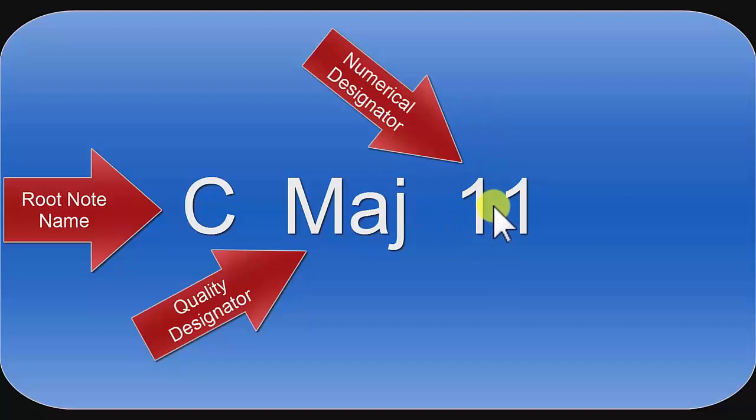But what this is telling you now is that this is a C major with a major 7th and then an 11th extension. Remember, this quality designator is now saying that this is a major chord, not a 7th. If you get rid of that quality designator and you put the 11 there, so it's C11, you would have the flat 7th of the key. So you would have a C with a B flat and not a B, right?